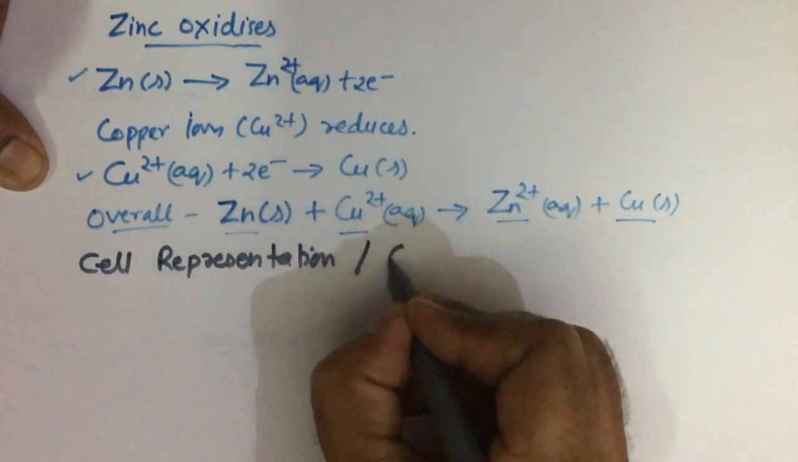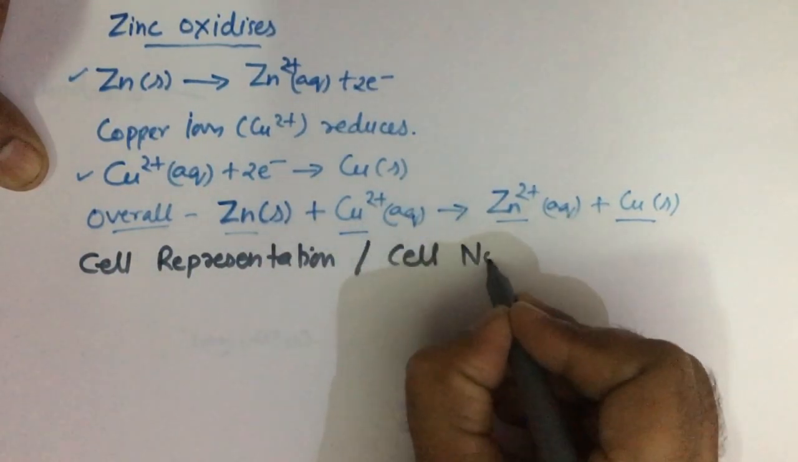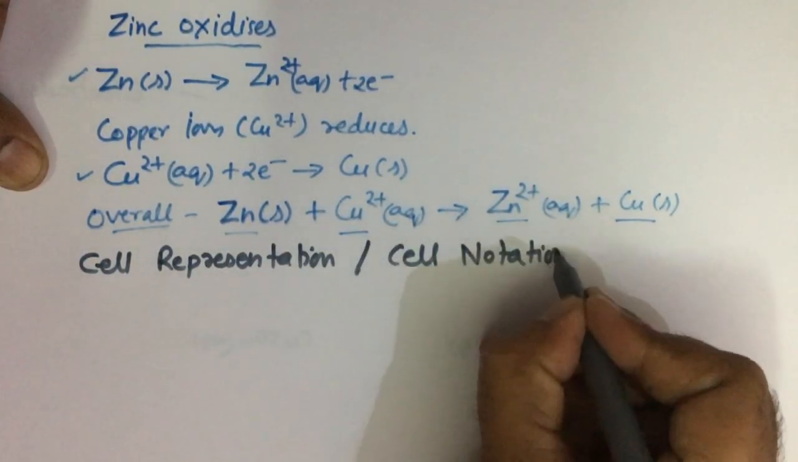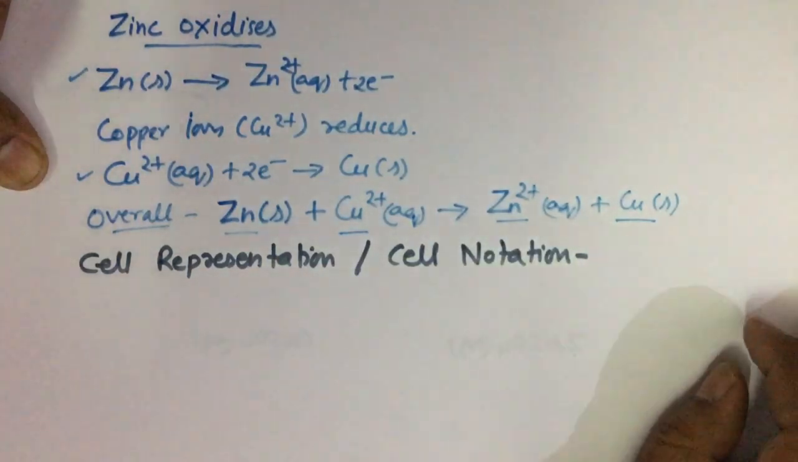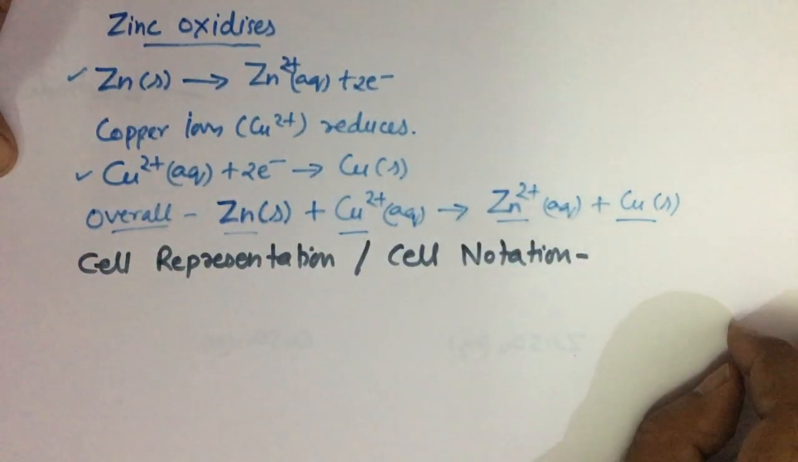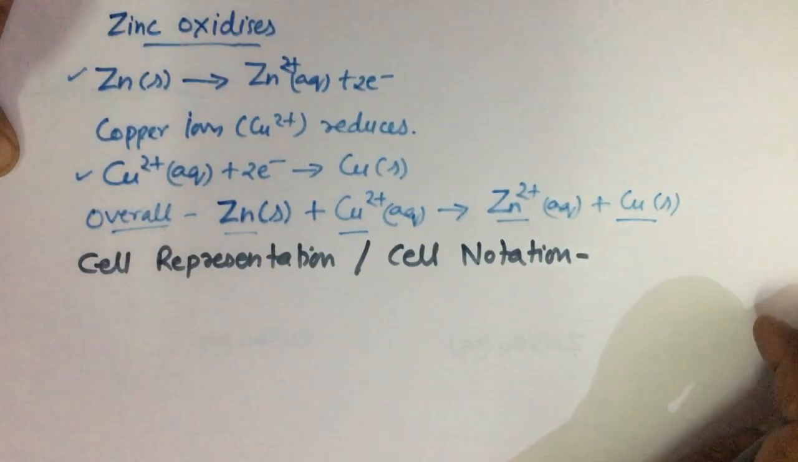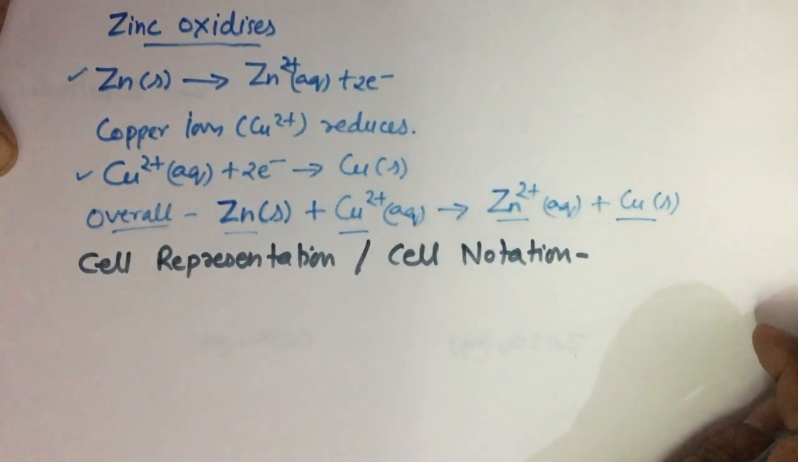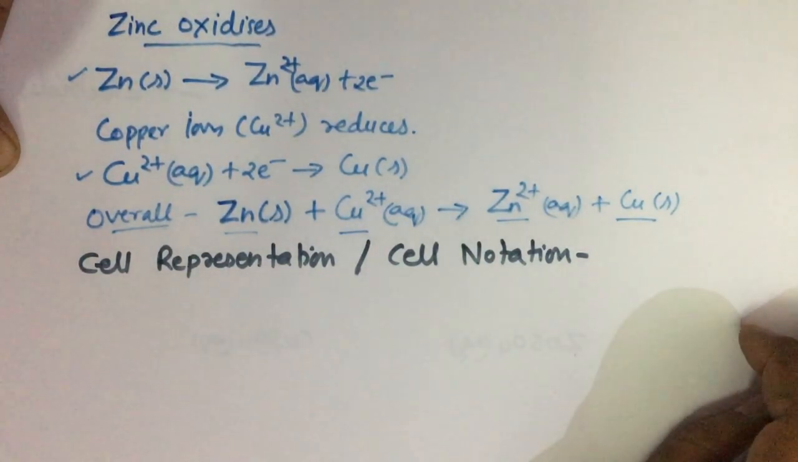Or we can write cell notation. It is a shorthand representation of the cell. In the cell representation, we can show what is going on inside the cell without drawing the picture or the diagram of the cell. Now how can we represent the cell?